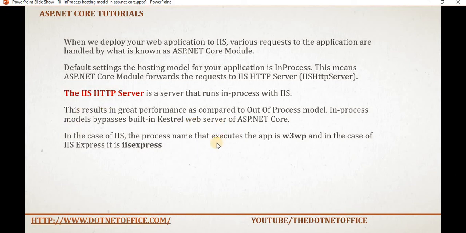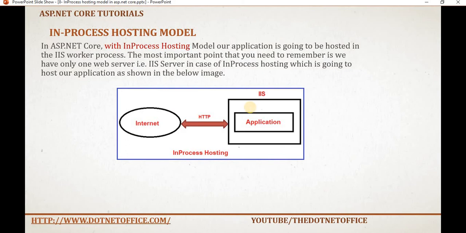In the case of IIS, the process name that executes the app is w3wp, and in the case of IIS Express, the process name is iisexpress. We have talked about that a bit before. So that is about in process. Now let's see in normal terms what in process and out of process are. We will discuss in process briefly in this tutorial, and in the coming tutorial we will understand more about the out of process hosting model.